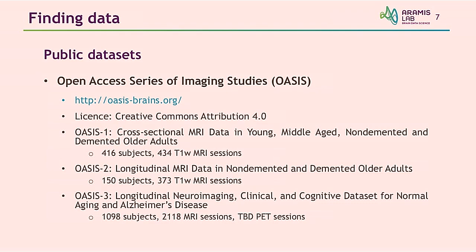OASIS, the Open Access Series of Imaging Studies, which is actually composed of 3 data sets. The first one consists of cross-sectional T1 images for more than 400 subjects. Among these subjects, around 100 were diagnosed with mild to moderate AD. OASIS 2 is a longitudinal data set of 150 subjects, again with T1 images. And again, you have some controls, but also some subjects with various stages of AD.